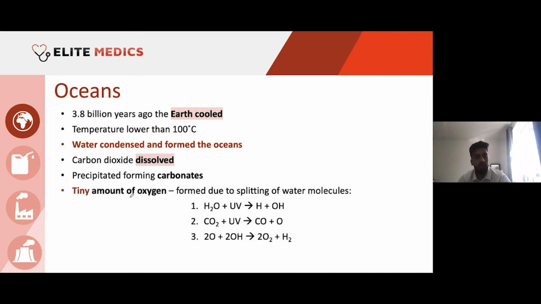Now, at this point, we were able to get a tiny amount of oxygen, and this is formed due to the splitting of water molecules. Note, we're looking at UV rays again. UV rays hit the water and break it down into hydrogen and hydroxide. And then we have CO2, which is a gas that is broken down by the UV rays into carbon monoxide and oxygen. And thus we have oxygen reacting with hydroxide to give oxygen and hydrogen. You may think that you get some toxic gases, but in the end, everything balances out and we get oxygen, hydrogen, and a very small amount of carbon monoxide.